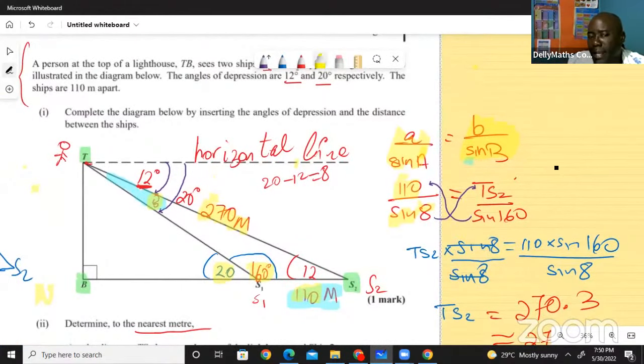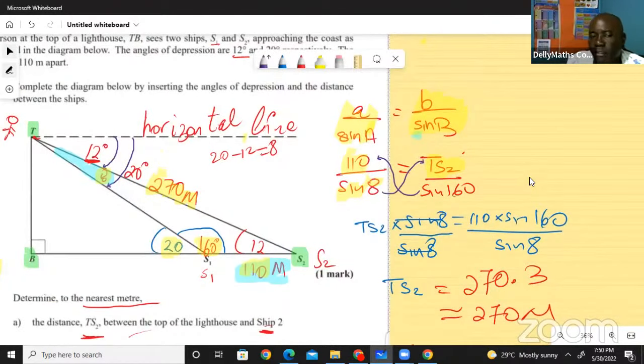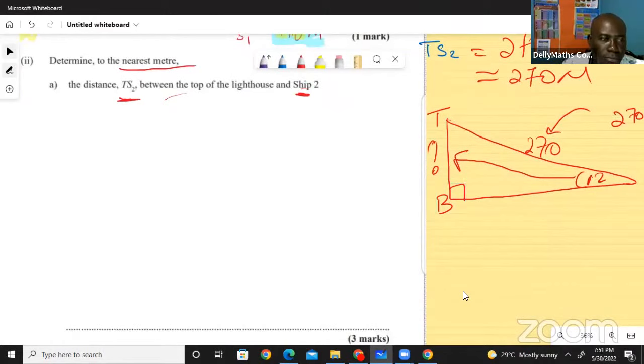But I did not call it x, I call it TS2 because that's what they asked. Then we cross multiply. When you cross multiply, you're no longer dealing with trigs, you're just solving the problem. We end up getting TS2 sine of 8 is equal to 10 times the sine of 160. Then we divide both sides by sine of 8 to balance. And then the rest is your calculator. Just make sure you understood that, we're moving forward.